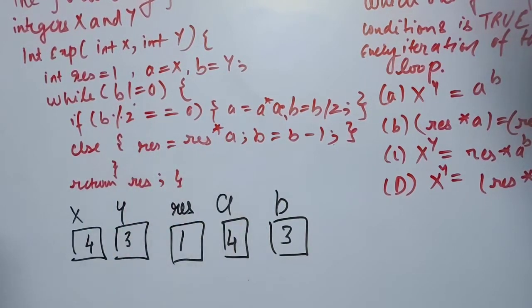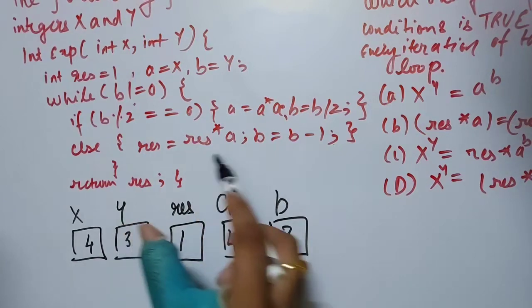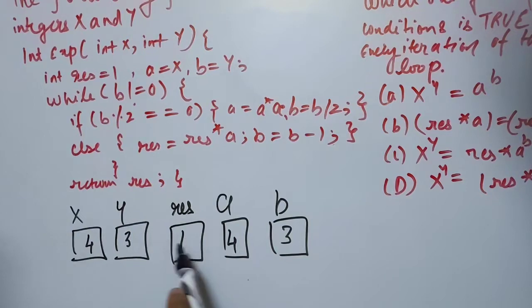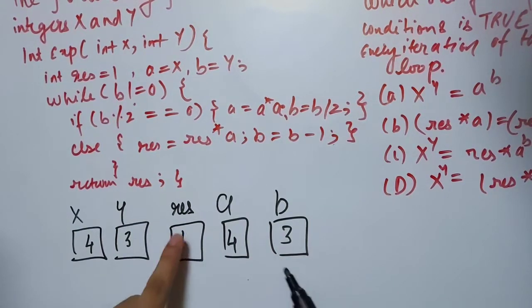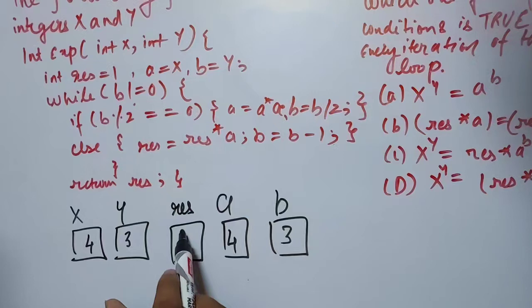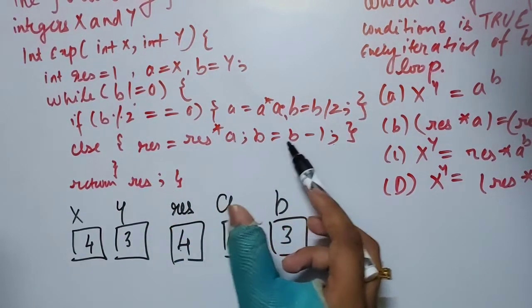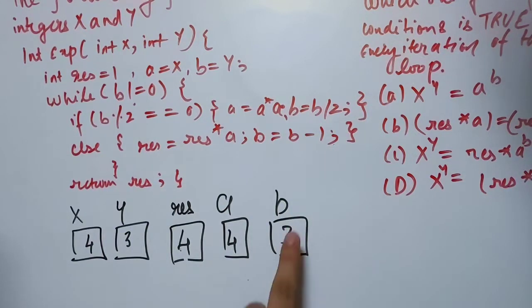Result equals result into a, means here we are multiplying the result by a, and a is 4, so 1 into 4 is 4, so I can write result equal to 4. Now b equal to b minus 1, so b's value gets decremented to 2, which is 3 minus 1. So now we have finished one iteration and we are at the start of the second iteration, so now we have to check the conditions.